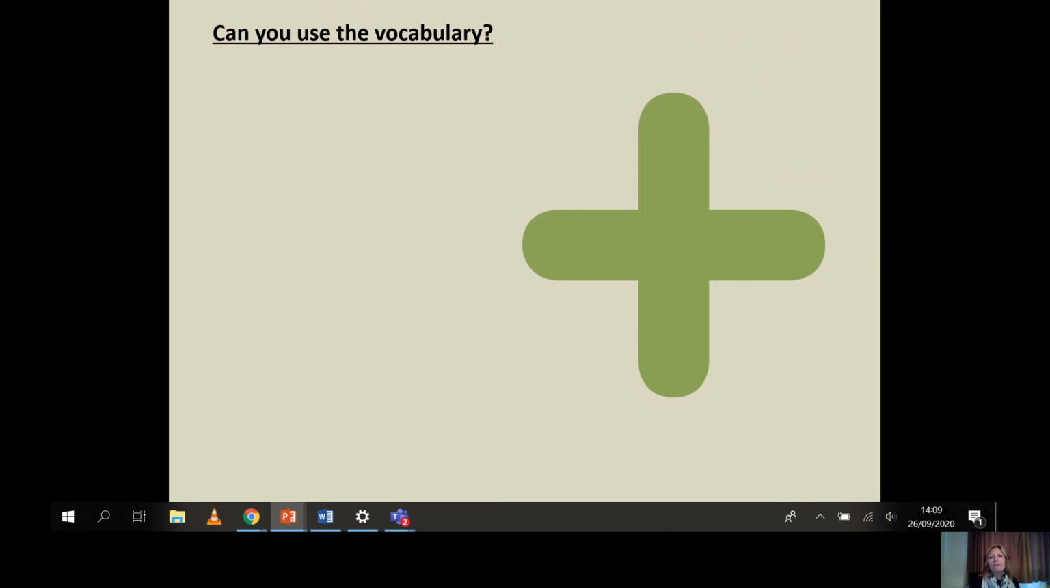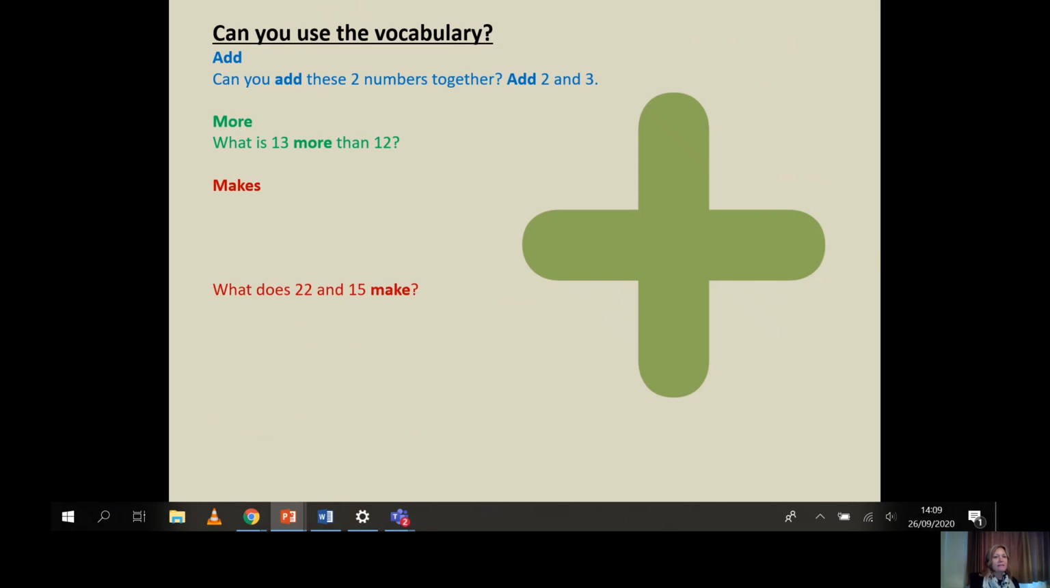Can you use the vocabulary of add? So can you add these 2 numbers? Add 2 and 3. Okay, quite simple. More. What is 13 more than 12? Still asking us to do an add sum, just not as obvious, is it? It's not as obvious that we need to add. We've got to think about that.